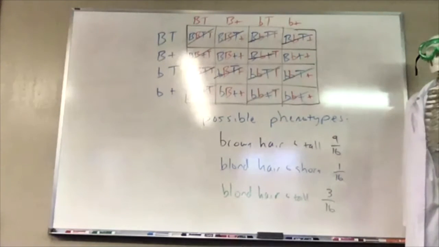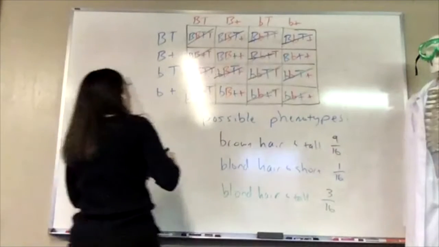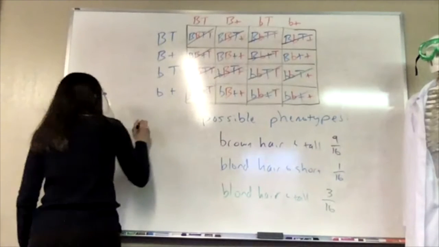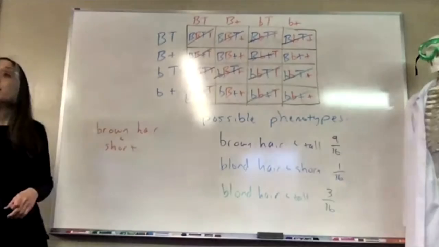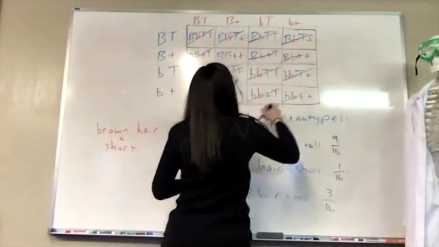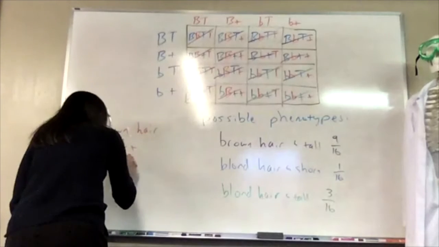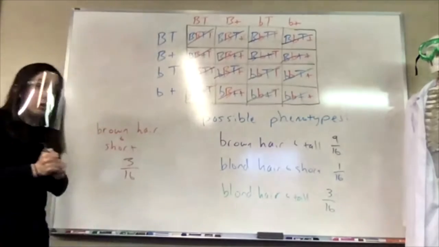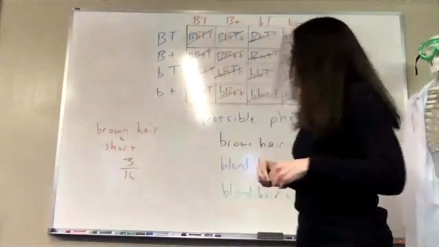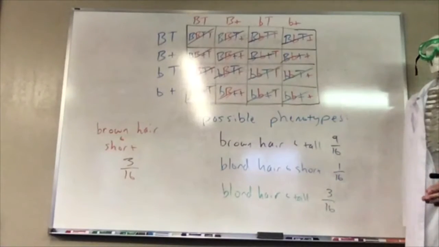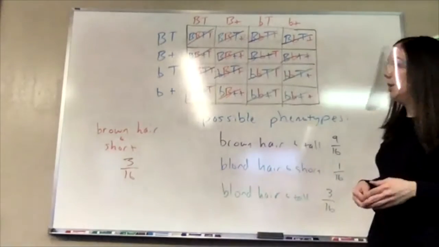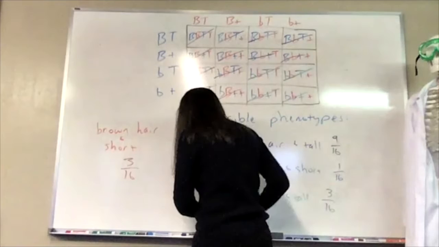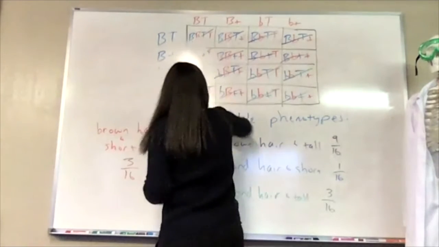What else do we have? Brown hair and short. How many do you see that is that way? Three. One, two, three. Good. Three out of 16. Okay, so those would be the four possibilities. In this family, what we can see is that most would be brown hair and tall. But these are all possibilities for the kids in this family. So they might ask for the phenotypic ratio, which we'll talk about now.